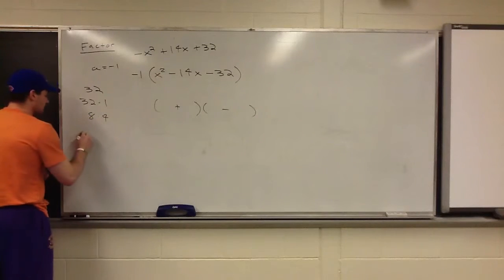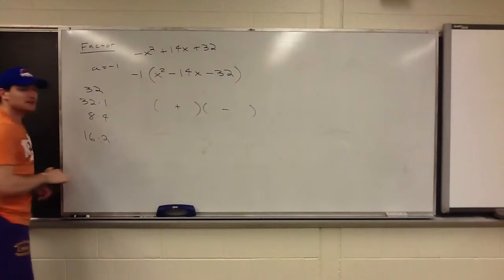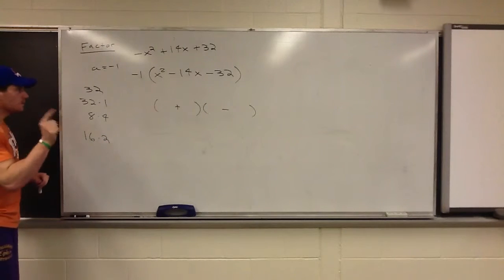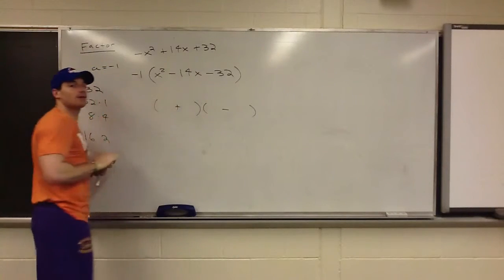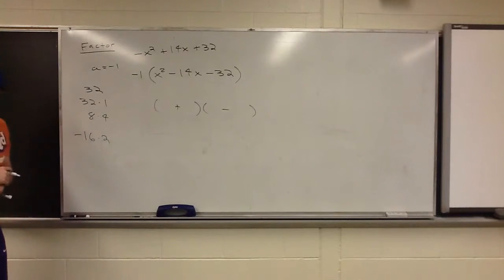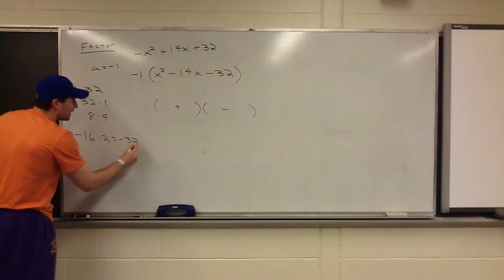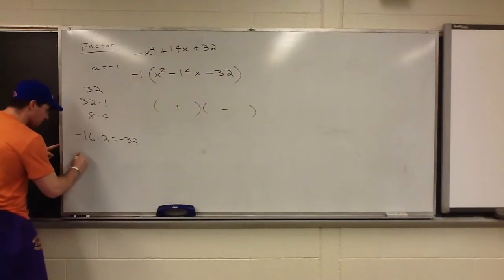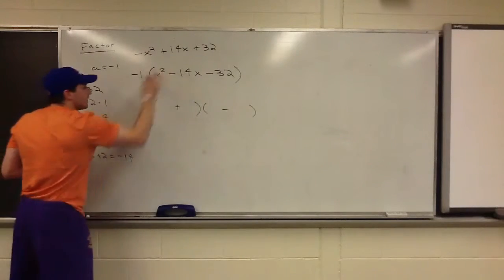But then we ask ourselves, what about 16 times 2? There is a difference of 14. And then we tell ourselves that this b here is a negative 14. So our bigger number wants to be negative. So when we multiply negative 16 and 2, we satisfy the product. And then when we add negative 16 and 2, we satisfy that sum.